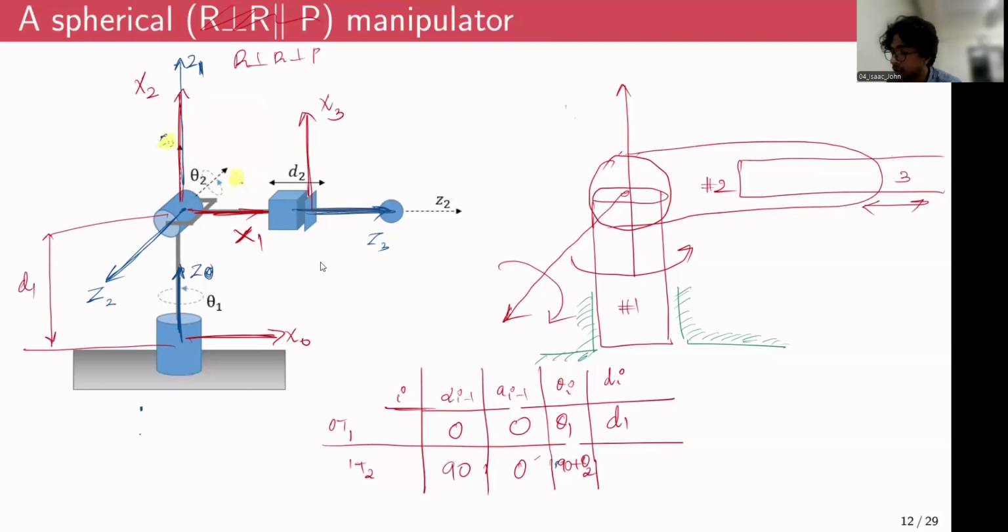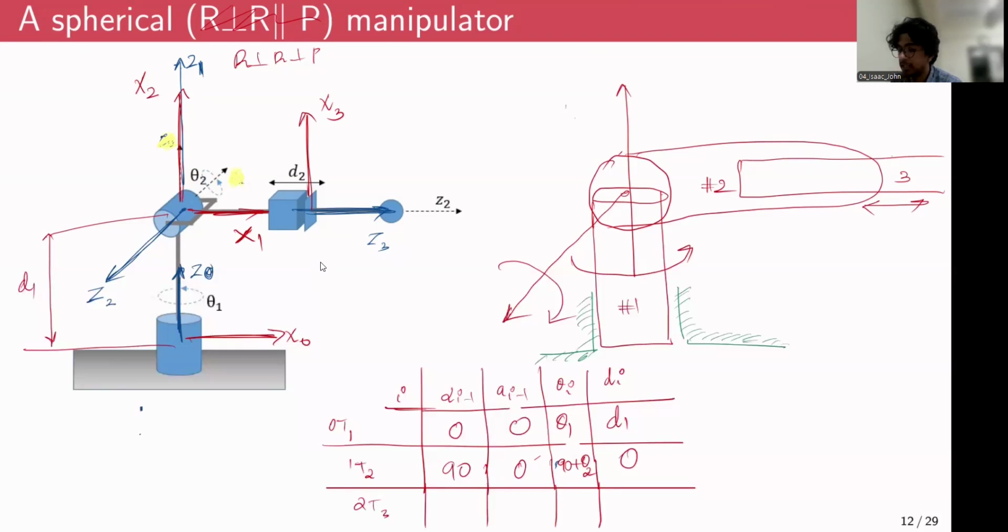And finally, the joint distance di is also going to be 0, because again there is no distance since they are coincident. And now finally, 2T3 depicts the transformation between frames 2 and 3.